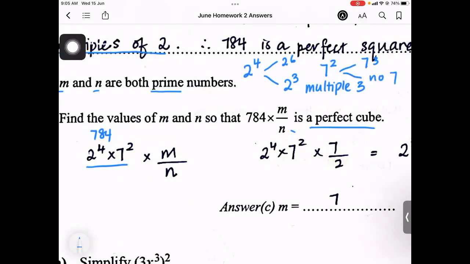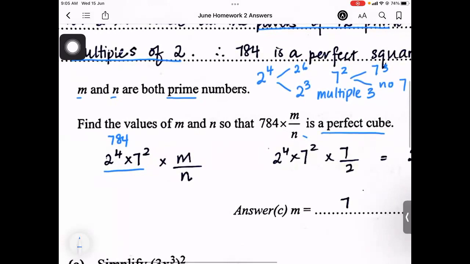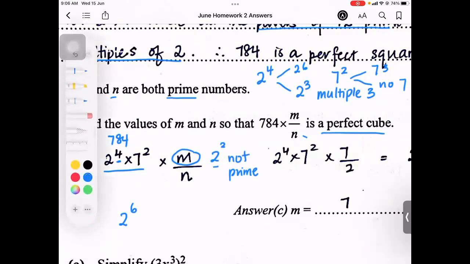Okay, but if I were to have that, then I need to see what I need to multiply. For n, can I multiply it to make it, for example, I multiply 2 squared, to make it 2 to the power of 6? But then, is 2 squared prime? This is not prime. So in this case, I cannot increase the power to make it 2 to the power of 6. That means I have to decrease the power, so I have to try to make it become 2 to the power of 3.